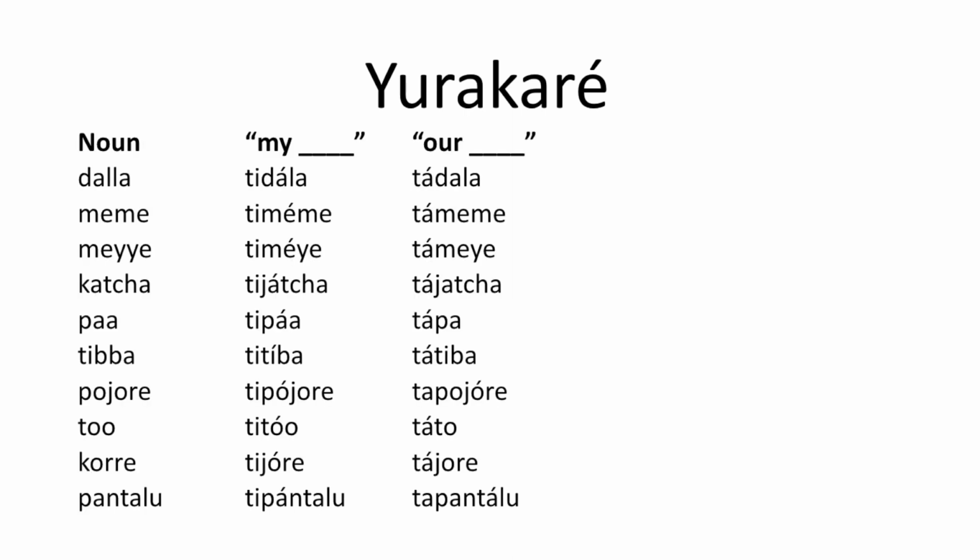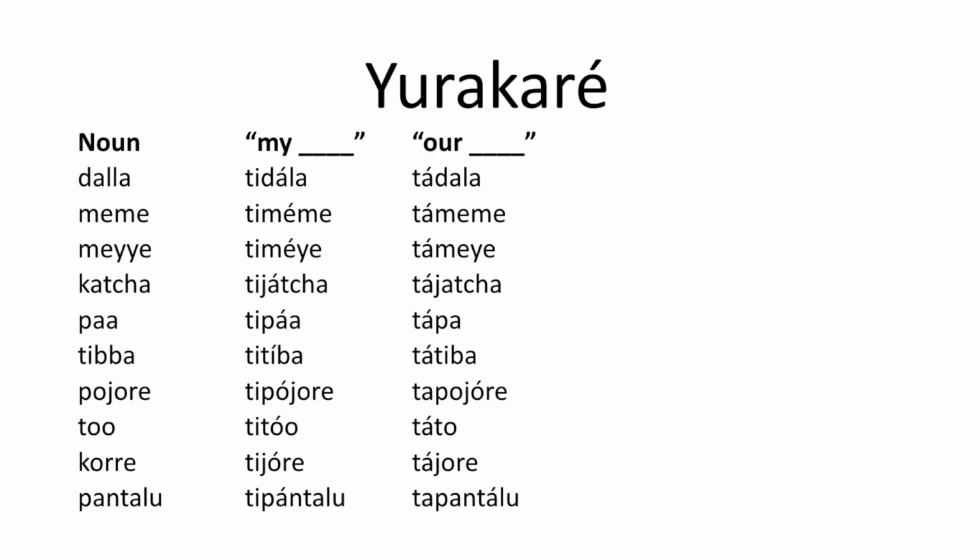Yurakare puzzle is a fairly typical example of what you might find in the Osclo competition. You're given information from a language that's unfamiliar and you have to make some deductions based on it. So looking at the data, we've got a series of nouns, the meaning of which is not really important, although it is given, and then my whatever and our whatever. So it's pretty easy to work out that the prefix ti indicates my and the prefix ta indicates our.